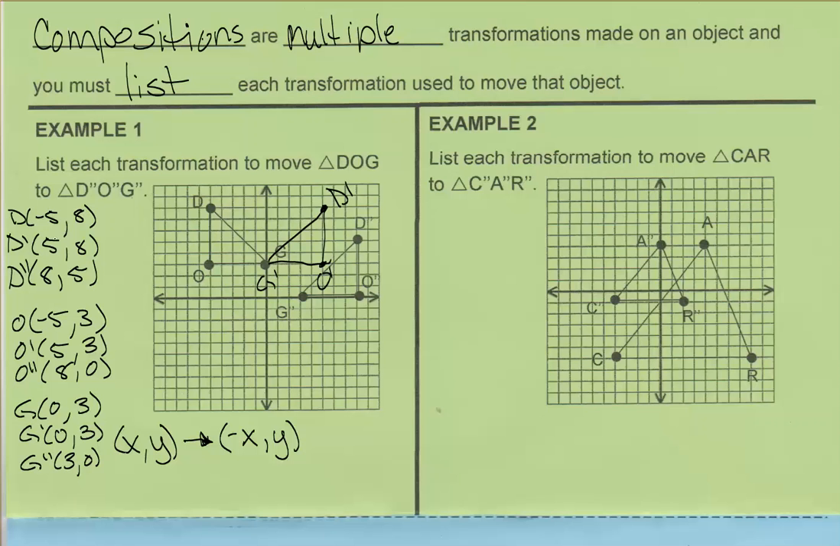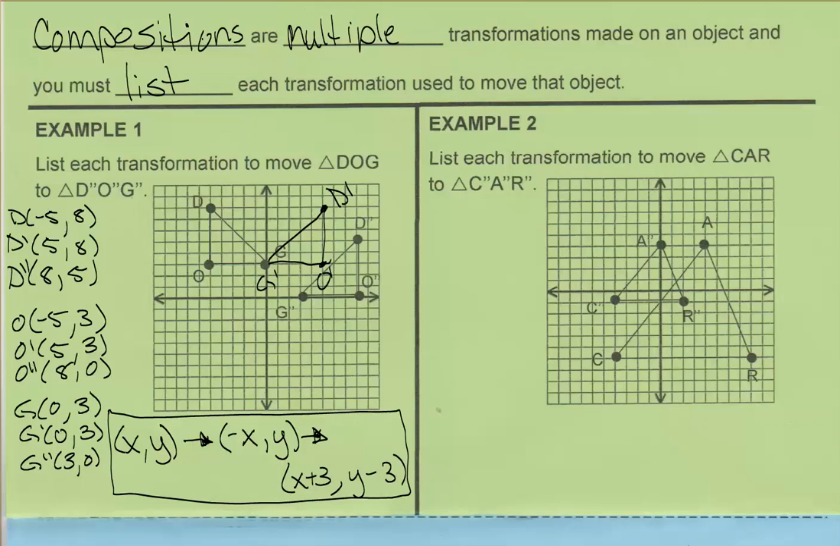Okay, how did I go from 5 to 8? I added 3. How did I go from 5 to 8? I added 3. How did I go from 0 to 3? I added 3. So whenever I write my next one, X, I added 3 to it. How did I go from 8 to 5? I subtracted 3. How did I go from 3 to 0? I subtracted 3. So my Y's subtracted 3. So this is what your answers should look like whenever you are writing your compositions.